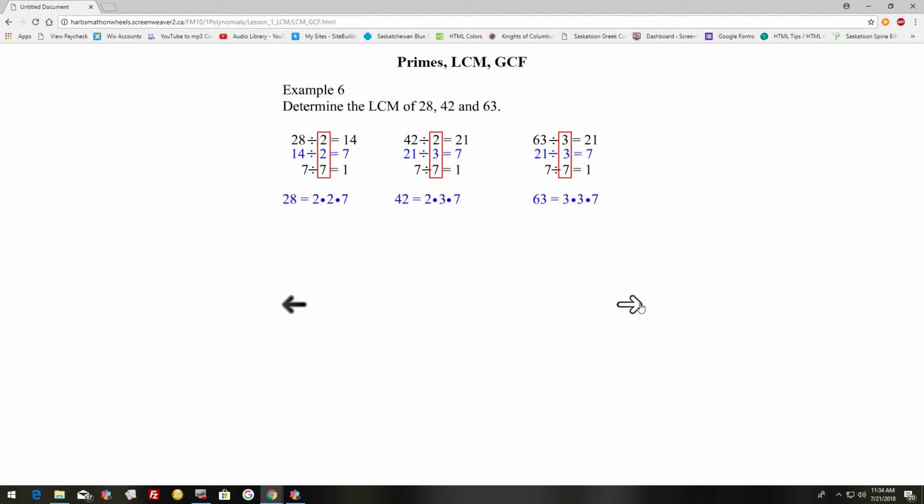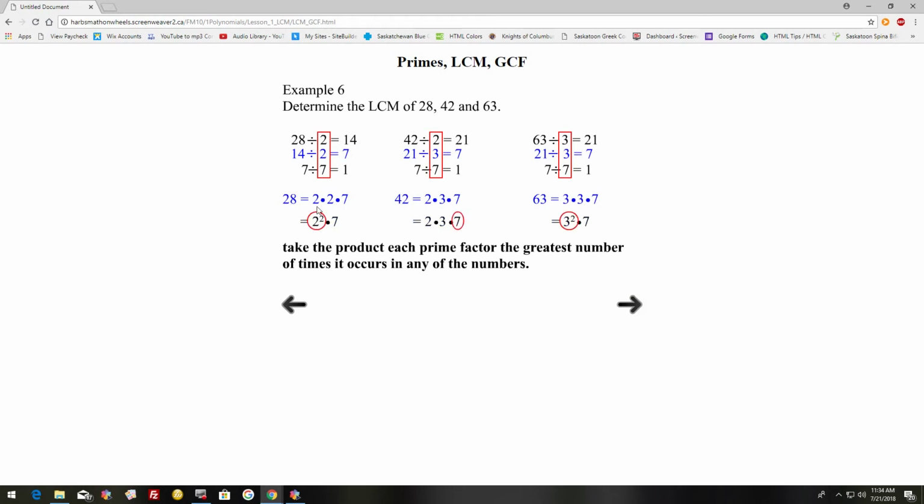Take the product, each prime factor, the greatest number of times it occurs in any of the numbers. So in the first one, 28, 2 repeats itself twice. There is the greatest number of times, 2 to the power of 2. In 42, we have just 7, the biggest prime factor. In 63, we have 3 to the power of 2, which is our 9.